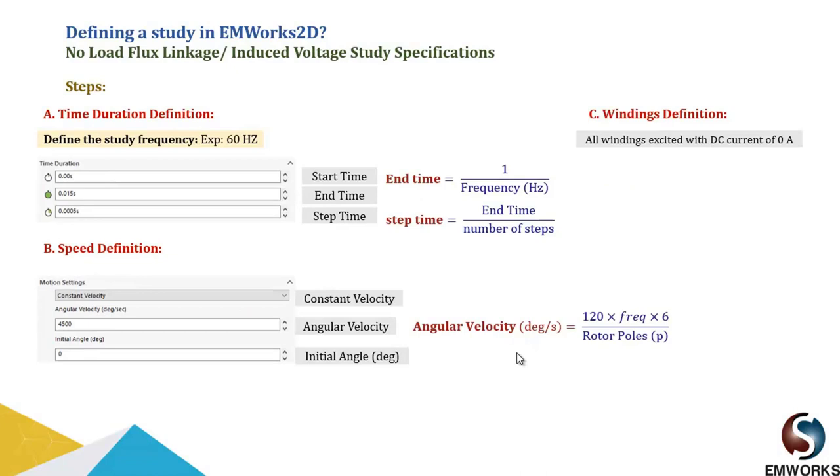Now, moving to the no-load flux linkage and induced voltage study. Let's suppose that the study frequency is 60 Hz. So the end time is equal to 1 divided by the frequency, while the step time is equal to the end time divided by the number of steps. The angular velocity in degree per second is defined by this given formula. The winding definition is also required in such a study with a null DC current excitation.